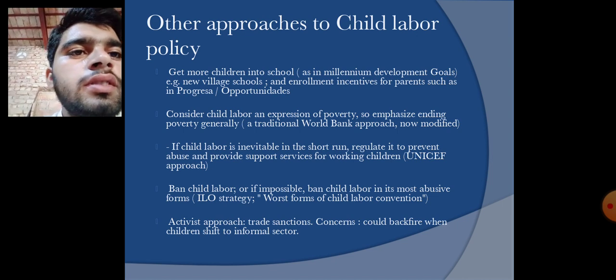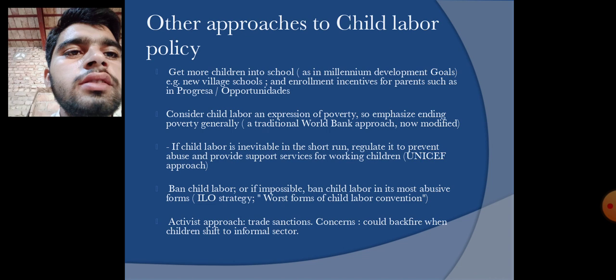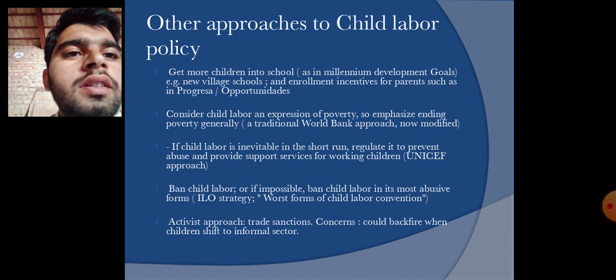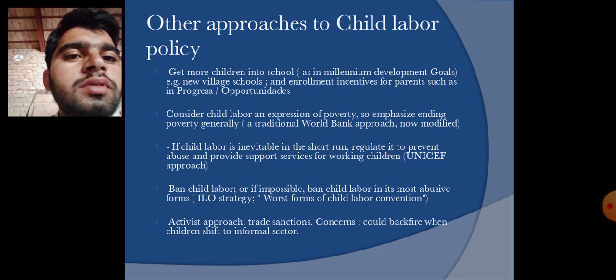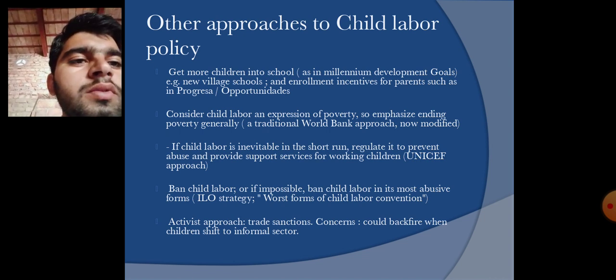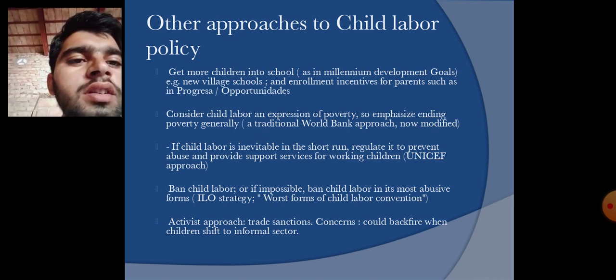Consider child labor an expression of poverty, so emphasize ending poverty generally, a traditional World Bank approach, now modified. If child labor is inevitable in the short run, regulate it to prevent abuse and provide support services for working children, as in the UNICEF approach. Ban child labor, or if impossible, ban its most abusive forms, as in the ILO Worst Forms of Child Labour Convention. Activist approach: trade restrictions, though concerns are that they could backfire when children are shifted to the informal sector.